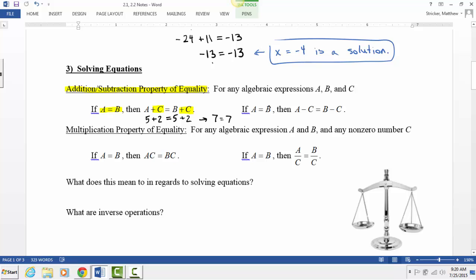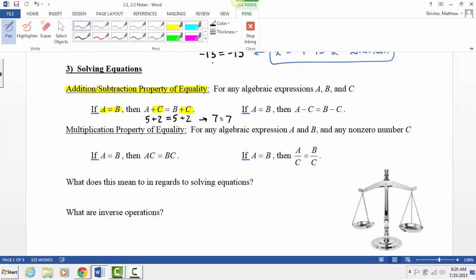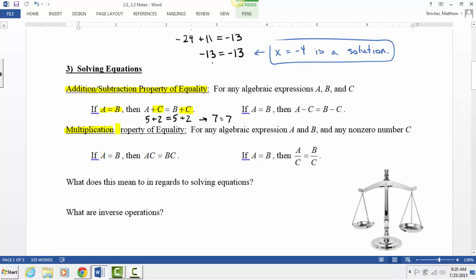If I have two quantities that are equal, A equals B, and I now subtract C from both sides, guess what? They're still equal. Both sides are equal. And then the same thing goes with the other two main operations of multiplication and division. If A equals B and I multiply both sides by C, we're still equal. And likewise, if I have A equal to B and I then divide both sides by C, they are still equal.